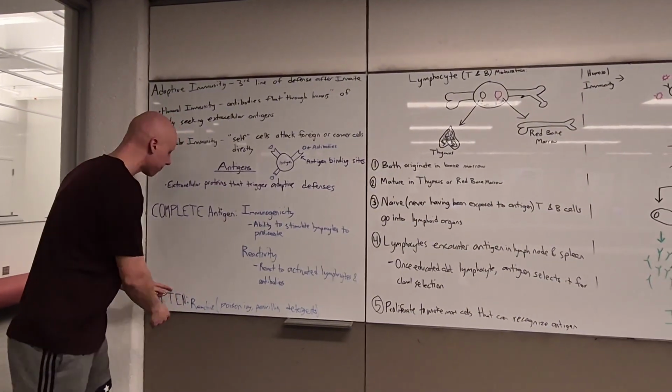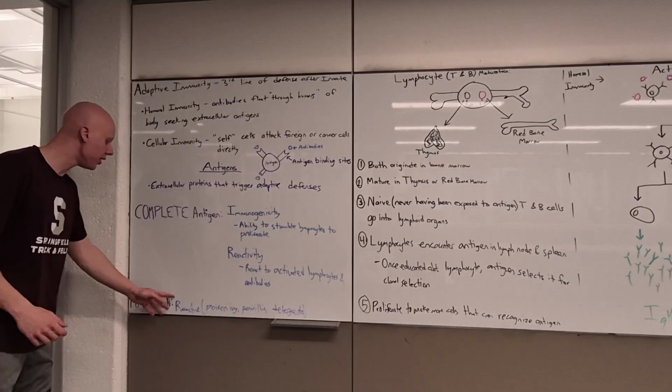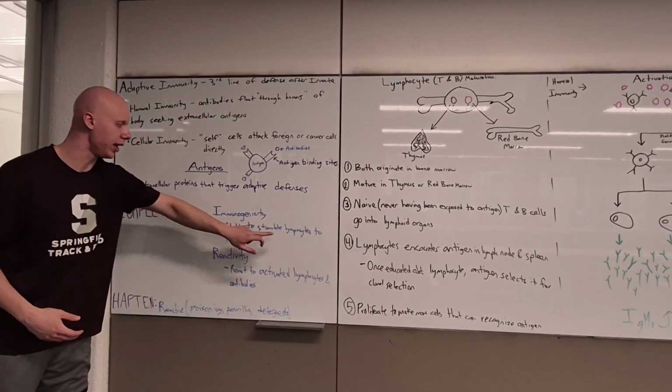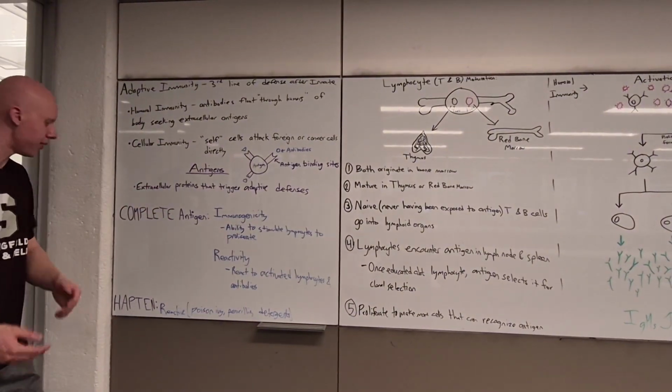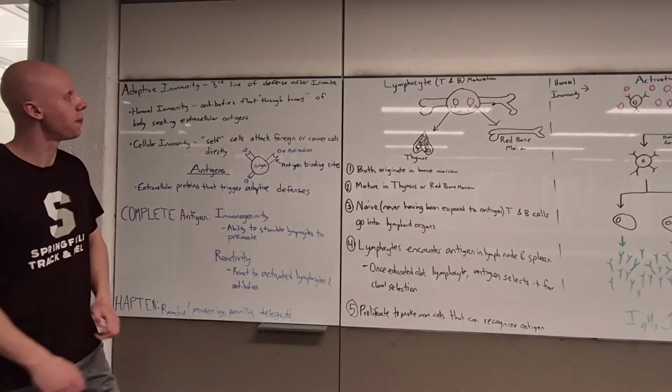Now a hapten, think of it as a half antigen. A hapten is reactive, but it does not have the ability to stimulate lymphocytes to proliferate, so it's only doing this. Examples of that include things like poison ivy, penicillin, and detergents.